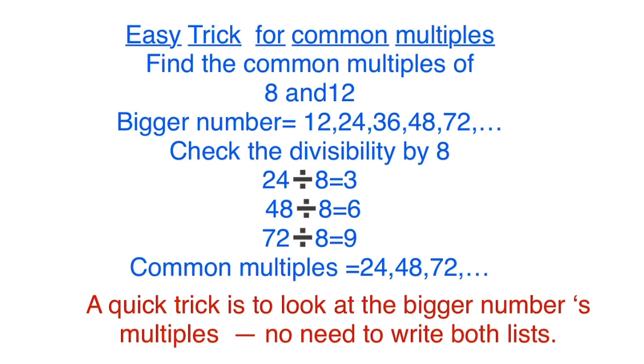24 divided by 8 equals 3. 48 divided by 8 equals 6. 72 divided by 8 equals 9. So the common multiples are 24, 48, 72 and it goes on. The quick trick is to look at the biggest number's multiples. No need to write both lists.